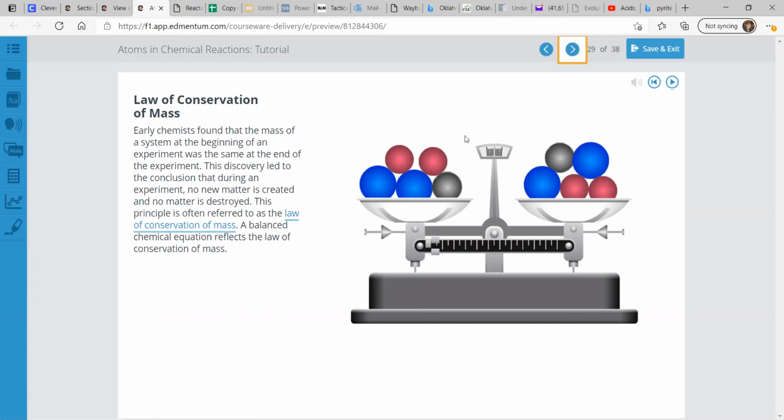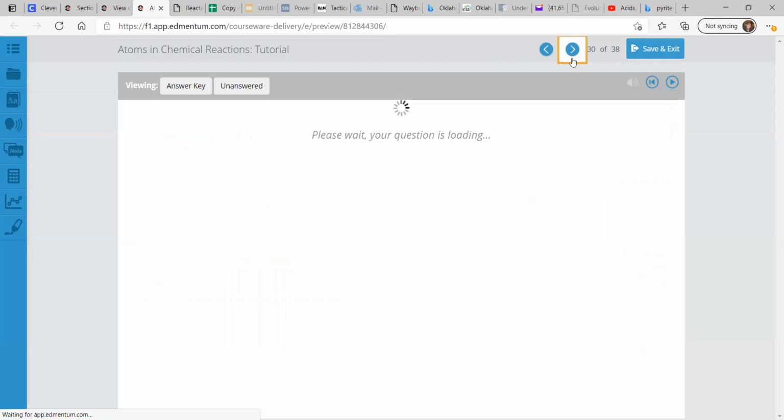Now we're going to talk about the law of conservation of mass. Early chemists found that the mass of a system at the beginning of an experiment was the same at the end of the experiment. This discovery led to the conclusion that during an experiment, no new matter is created and no new matter is destroyed. This principle is often referred to as the law of conservation of mass. A balanced chemical equation reflects this law of conservation of mass.